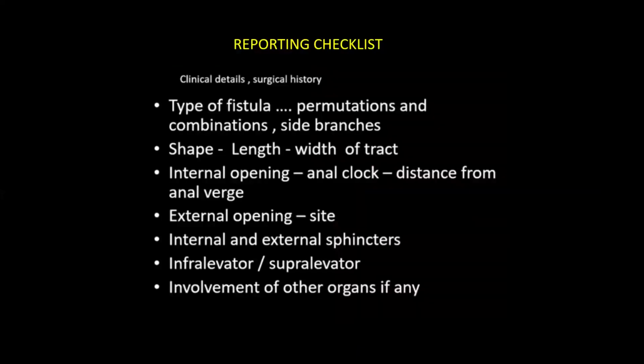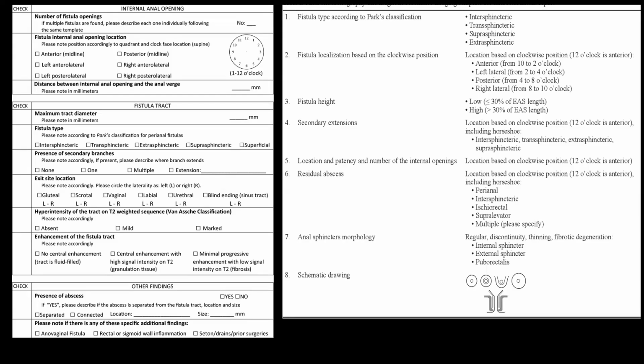So reporting checklist, what do you have to say? You have to tell them about the type of fistula, right? What type of fistula it is. Second, how many branches it has, the length of all the tract, the branches, the external opening, the internal opening, whether it is infralevator, supralevator, right? The distance of the internal opening from the anal verge, the width of the tract, any associated abscess, involvement of any other organ, if it is involved, right? So these are the reporting templates.